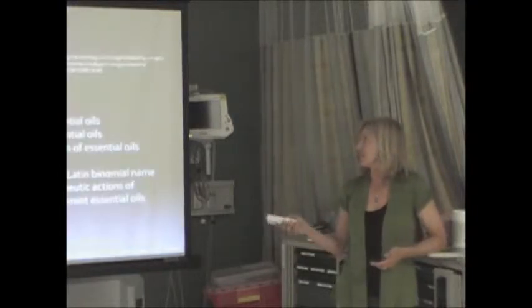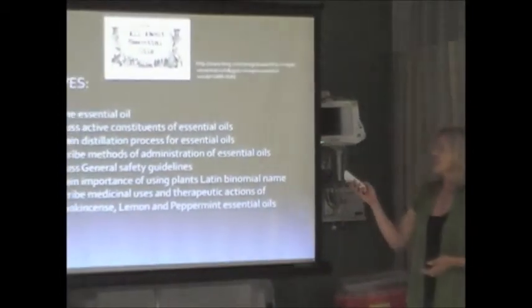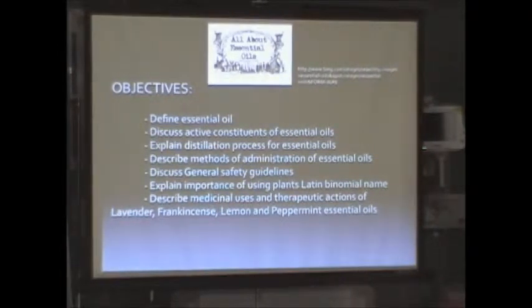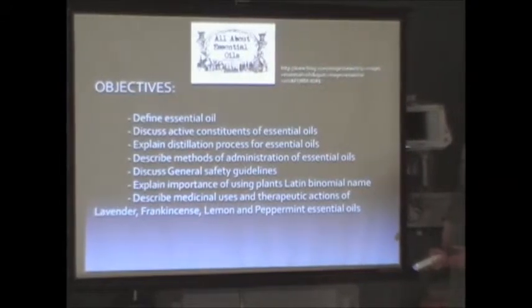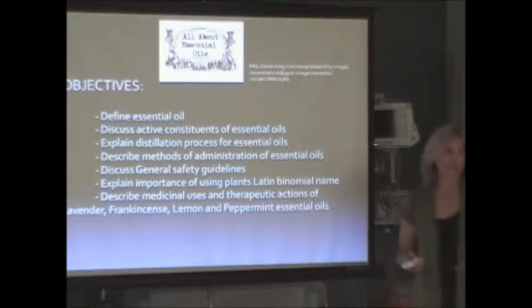So some objectives we're going to talk about is what's the definition of essential oil, discuss active constituents, the distillation process, methods of administration, general safety guidelines, and explain the importance of using Latin binomial names, because it's very important about the species, what you're using, and describe the medicinal uses and therapeutic actions of lavender, frankincense, lemon, and peppermint essential oils. So if you have any questions during it, or if you have any comments, just go ahead and ask.